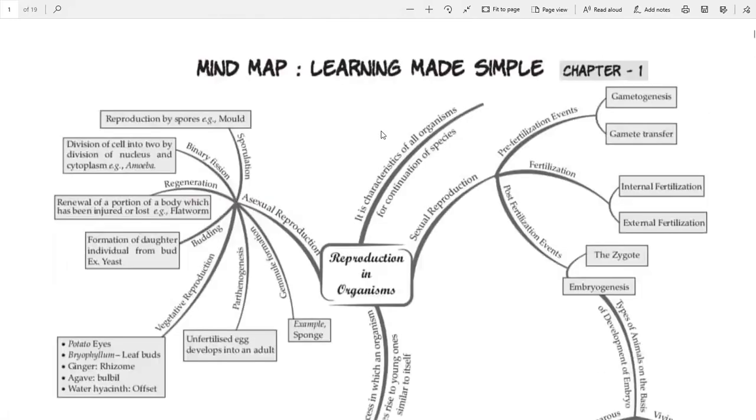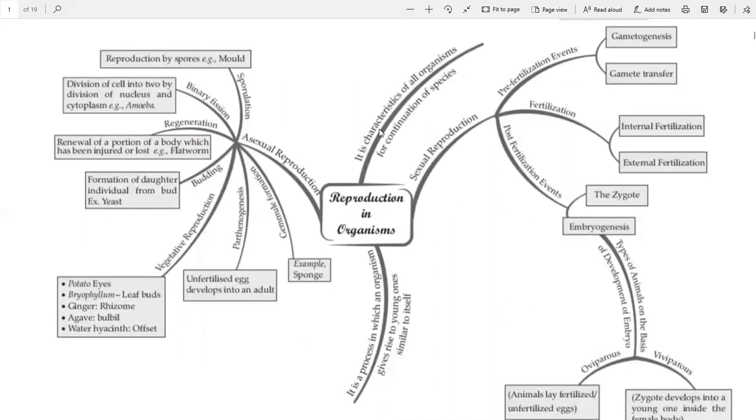This is the mind map for chapter number 1. Like it is written, reproduction in organisms is the characteristic of all organisms. That means all the organisms perform reproduction in some way. It may be asexual or sexual. It is a process in which an organism gives rise to young ones similar to itself. In asexual reproduction, clones are formed, whereas in sexual reproduction, offspring are formed.